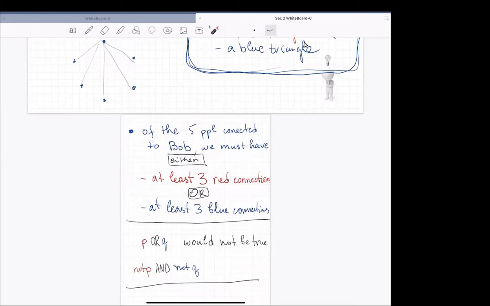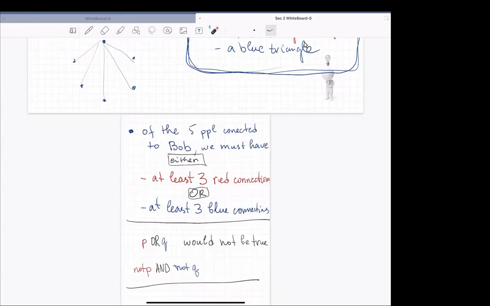This guy here says at least 3 connections are red. That's P. This guy says at least 3 are blue. That's Q. So my claim is that it is always the case that P or Q is true. There's no universe where P or Q is not true. Because if P or Q were not true, and we're going back to an earlier suggestion, how about we try it by contradiction, one of you suggested. If P or Q were not true, then what would be true?